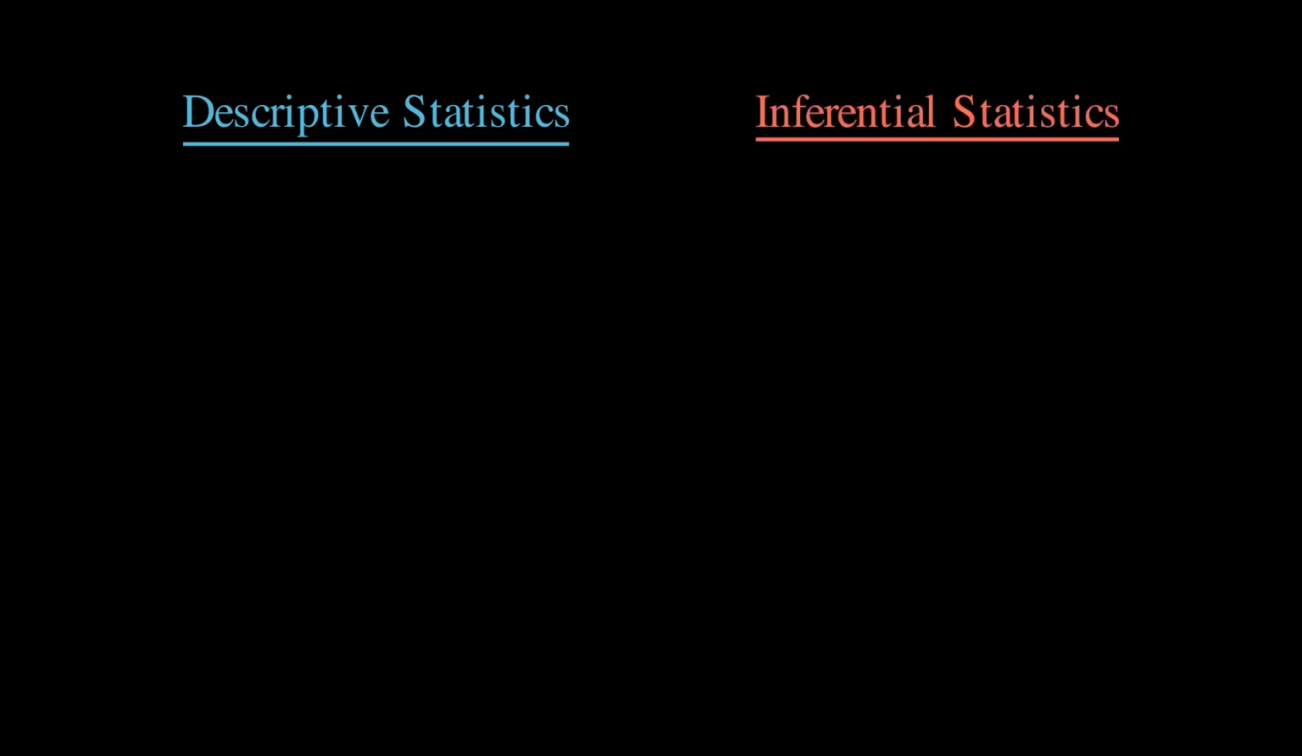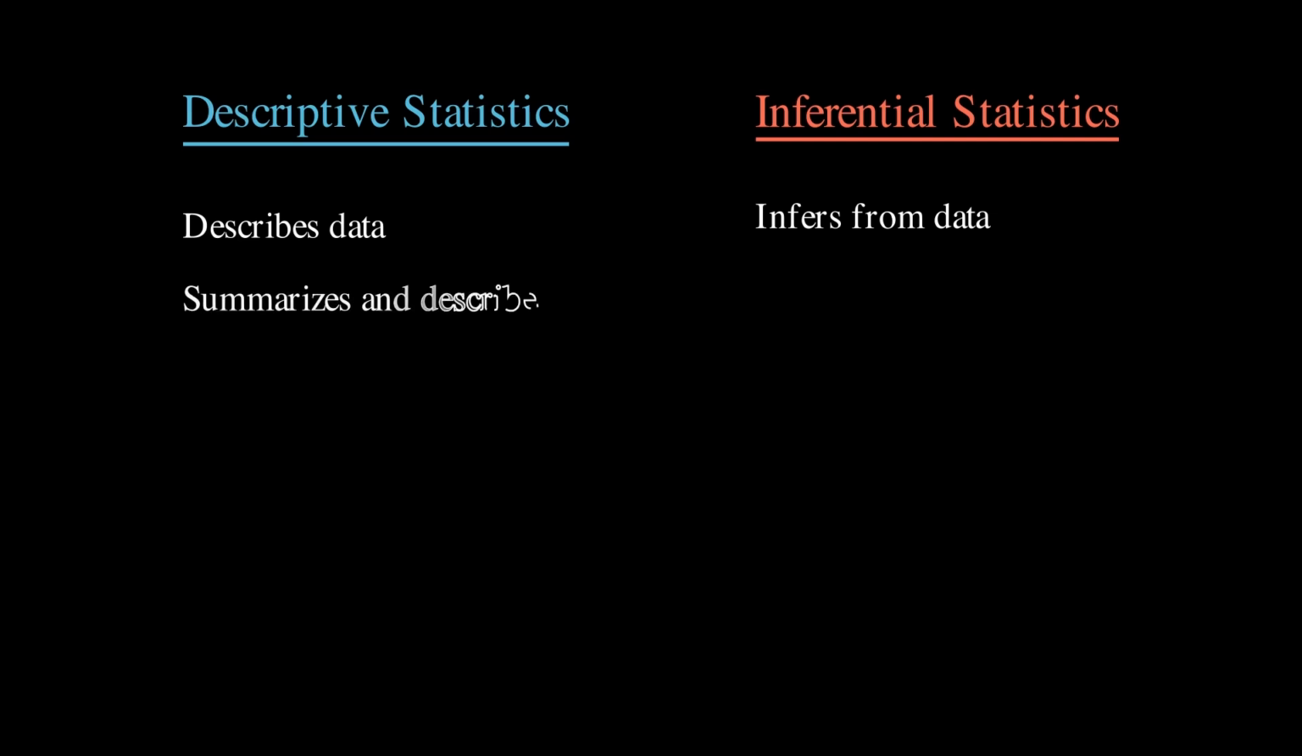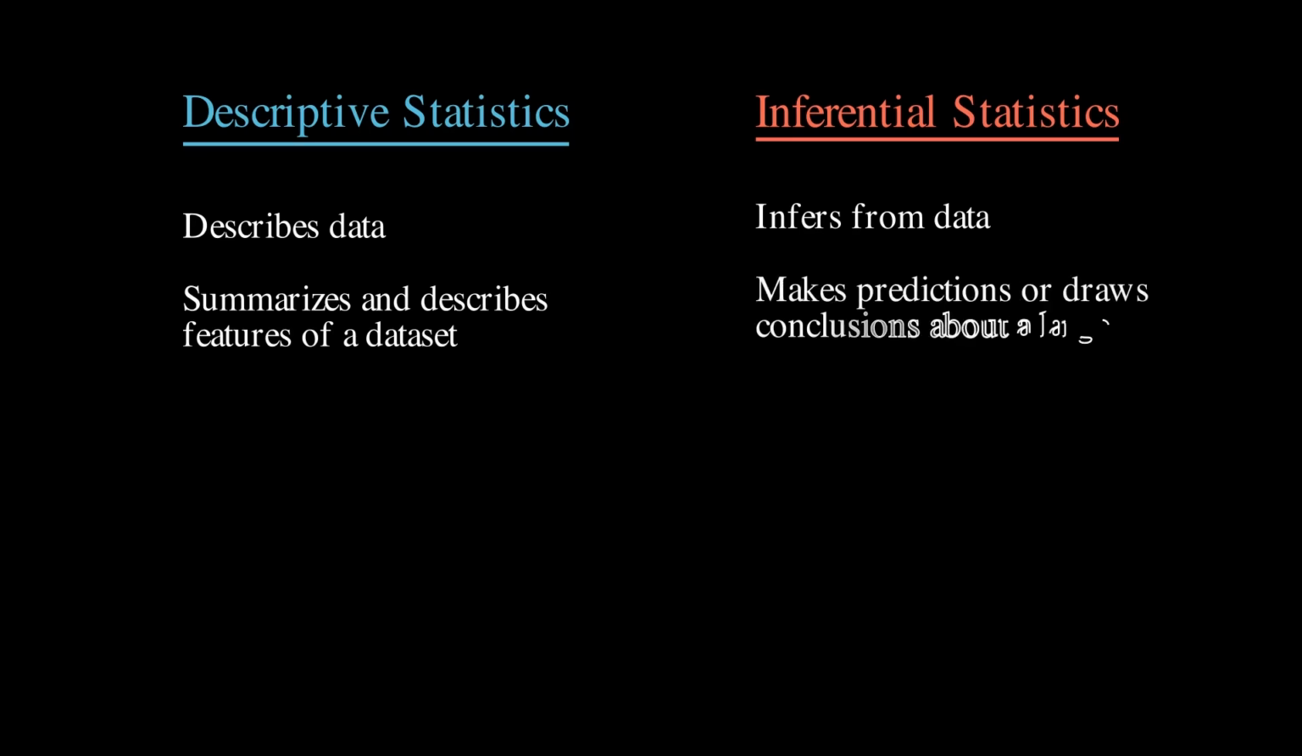Generally speaking, statistics can be divided into two main categories: descriptive statistics and inferential statistics. Basically, descriptive statistics describes data and inferential statistics infers from data. To be more specific, descriptive statistics are used to summarize and describe the main features of a data set, while inferential statistics are used to make predictions or draw conclusions about a larger population based on a sample of data.